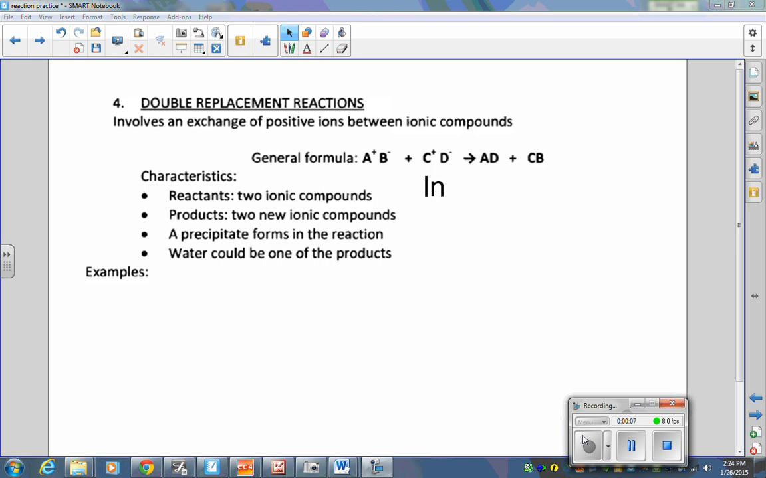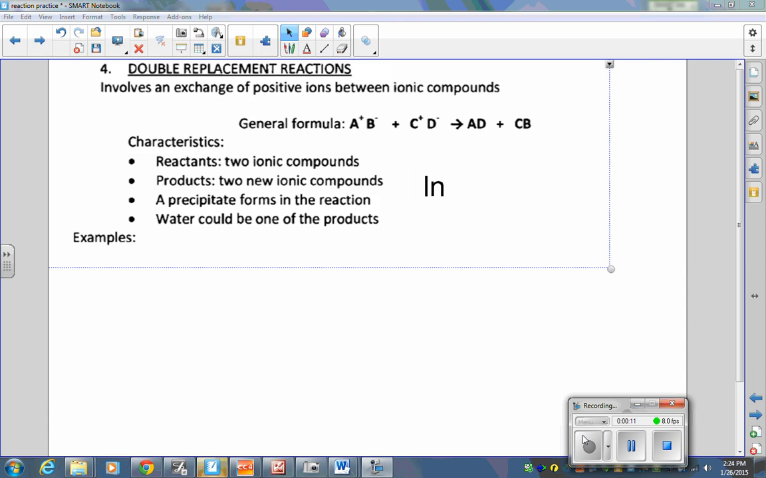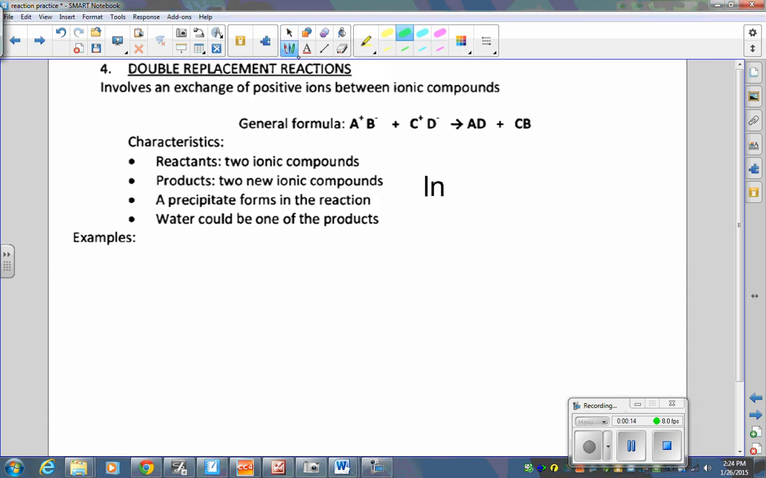This is the last type of reaction I'm going to go over that you're responsible for. This is a double replacement reaction. So when we go to do a double replacement reaction, think about this. You know in math class when you learn FOIL, right? They teach you FOIL is first, outside, inside, last.